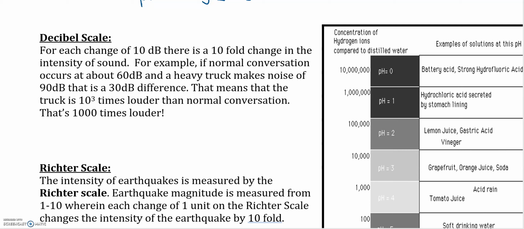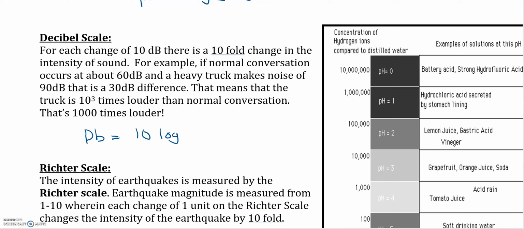In the decibel scale, for each change of 10 decibels, there is a tenfold change in the intensity of sound. Therefore, if normal conversation occurs at about 60 decibels and a heavy truck makes a noise of 90 decibels, that is a 30 decibel difference. That means that the truck is 10 to the power of 3 times louder than normal conversation. That is, that it's 1,000 times louder. The equation for decibels can be expressed as 10 times the log of V over V sub 0.